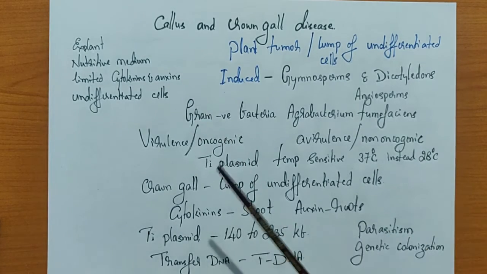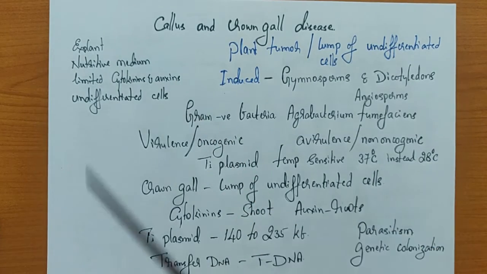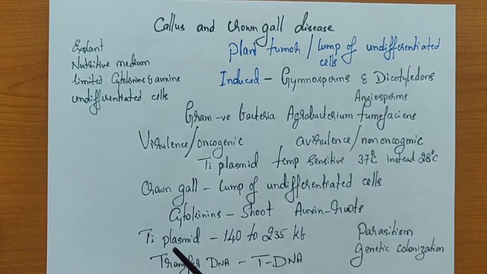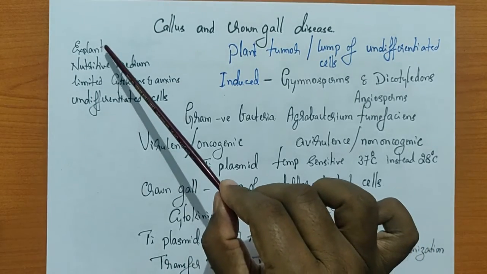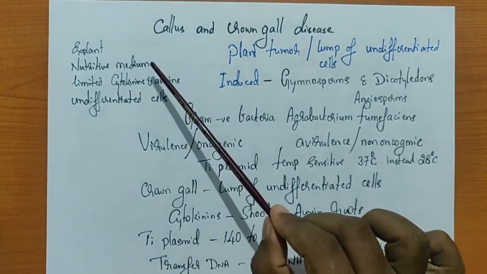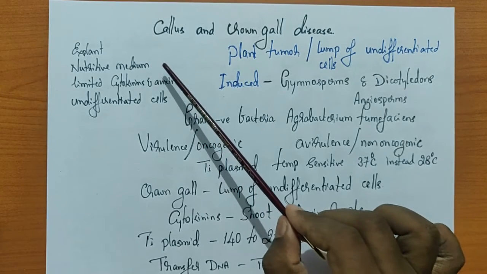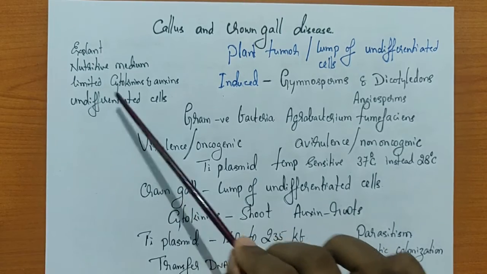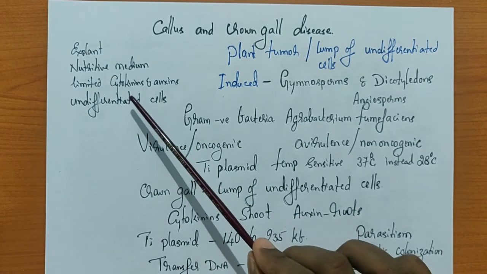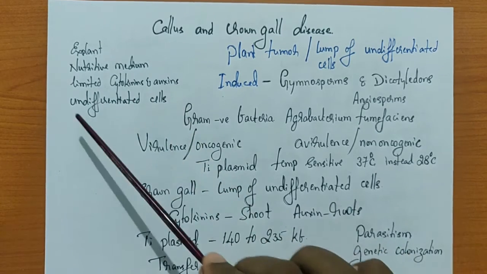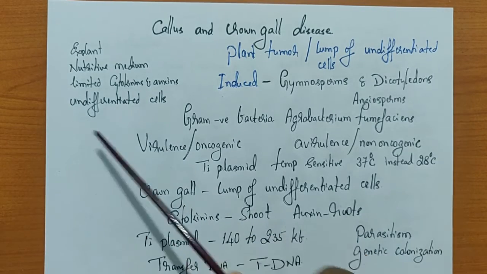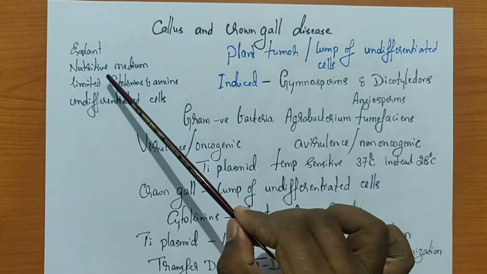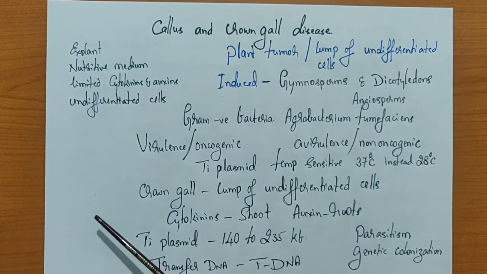So after knowing the various steps involved in somatic cell fusion, that is, we know what is an explant and we know what is a nutrient medium in which we have both solid as well as liquid. Then with limited plant hormones like cytokinins and auxins, we are going to get what is known as undifferentiated cells. From these undifferentiated cells, we know how to generate a protoplast.